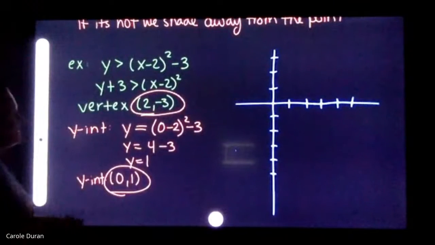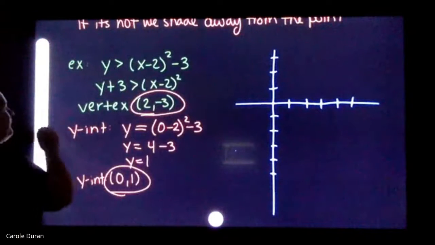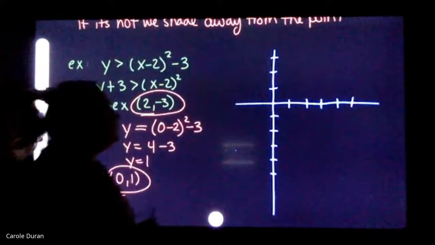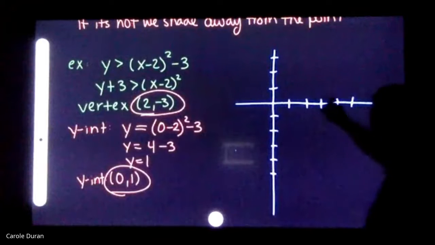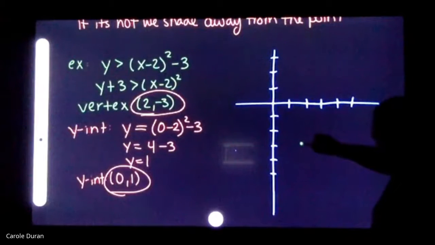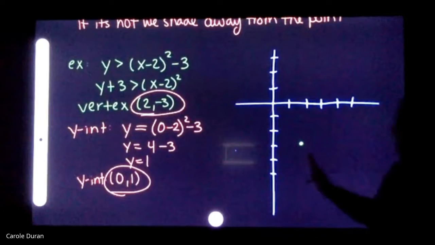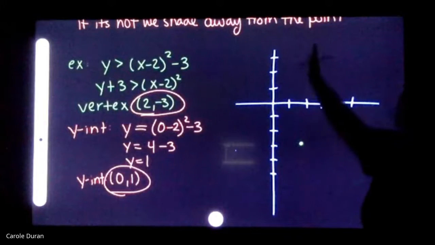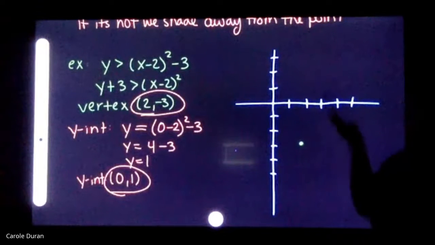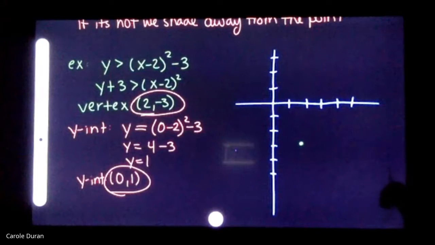So what I'm going to do is put those points on here. My first one was my vertex, so I go to 2, -3. I don't have to put the dotted line here because it might interfere with my inequality, but we still know that the vertical line going through my vertex is my line of symmetry, right? That isn't changing.